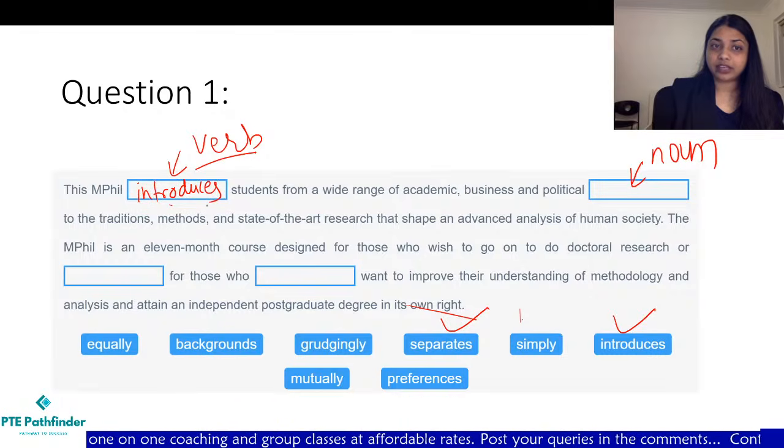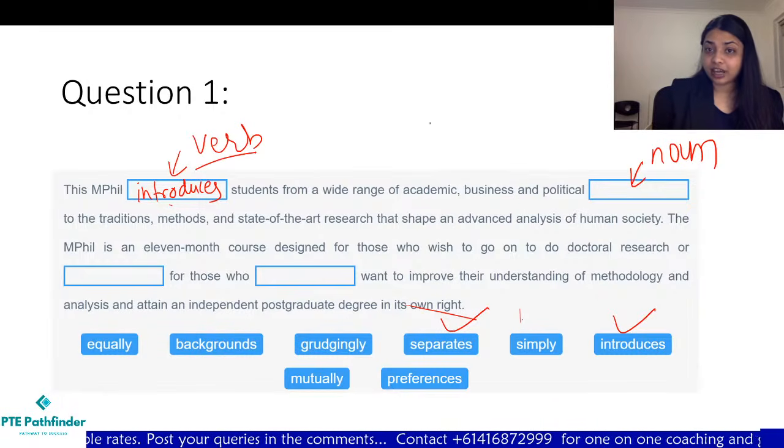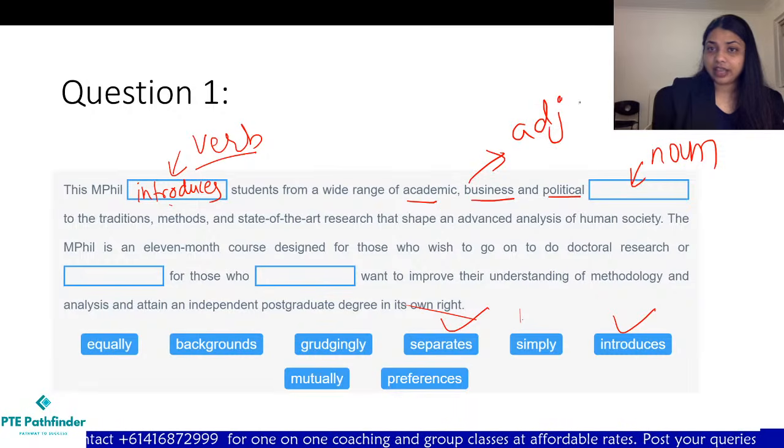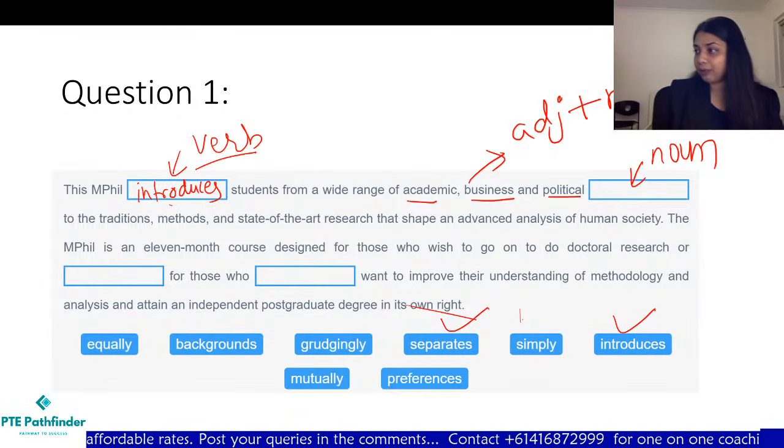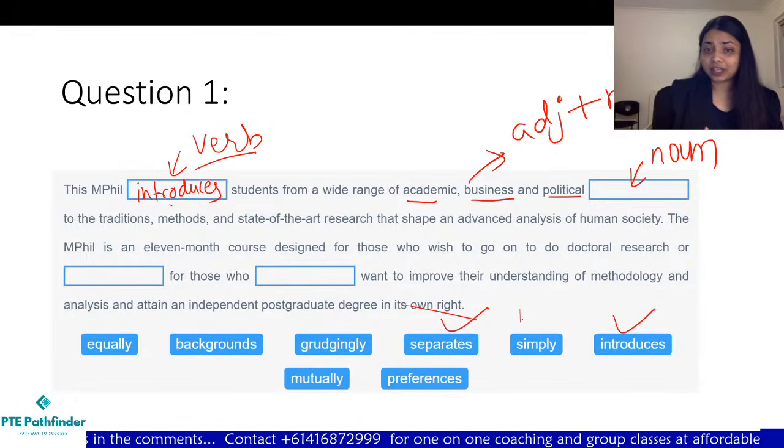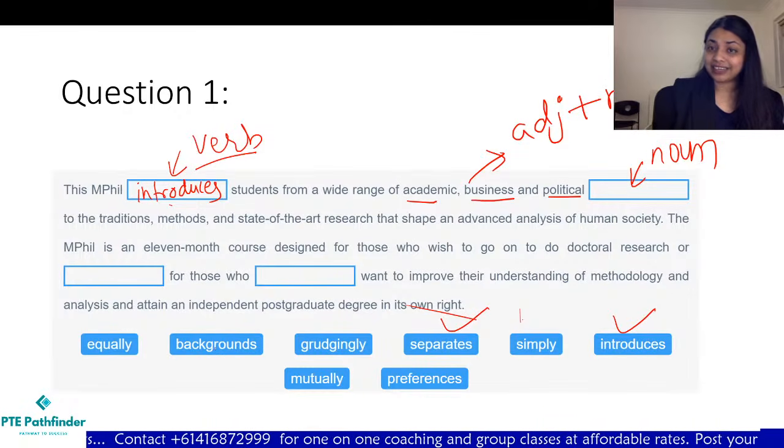So this MPhil introduces students from a wide range of academic, business and political dash. Now, if you look at these words, academic, business, political, they are all adjectives. And most of the times, adjectives are followed by a noun. So what kind of adjectives are they? They are talking about backgrounds. Good work, Chetan. Good work, Fiza. Very good. So the second answer in this case would be backgrounds.